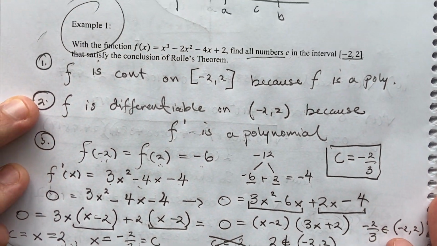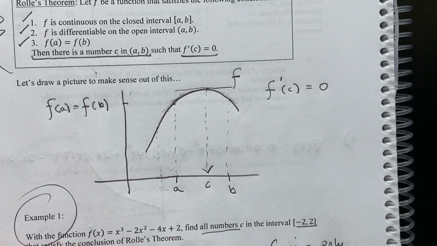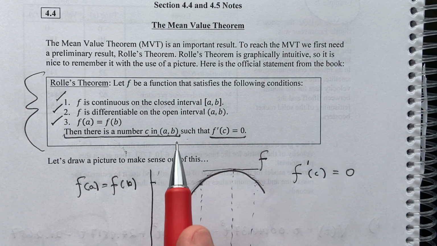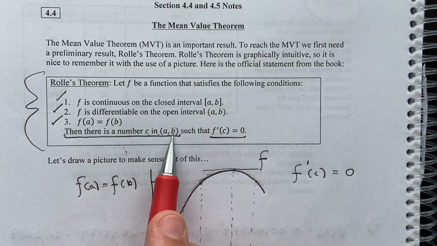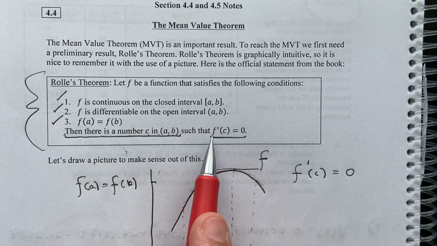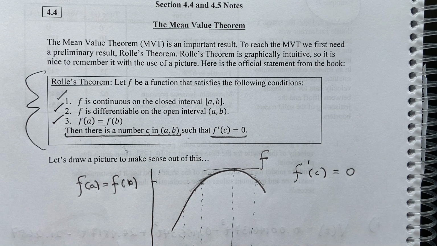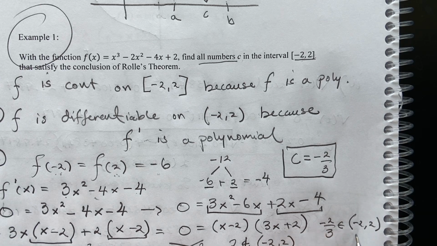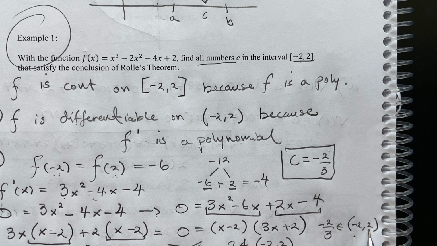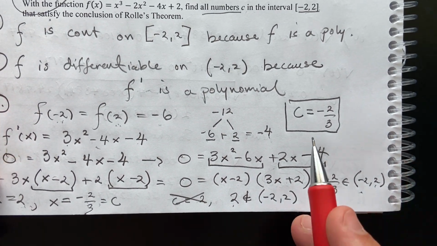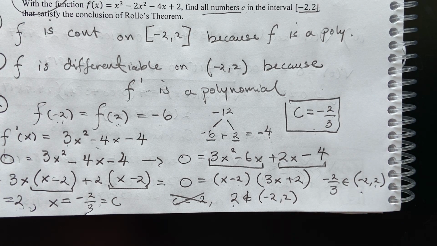So just to summarize, although that 2 is in this interval, the theorem cannot say anything about B, right? There is a number in A to B such that this happens, right? So we're really working with the interval of negative 2 to 2, not inclusive. So I can't include 2 in my answers. Okay, so just the negative 2/3 works.